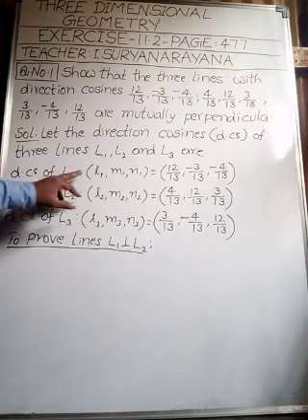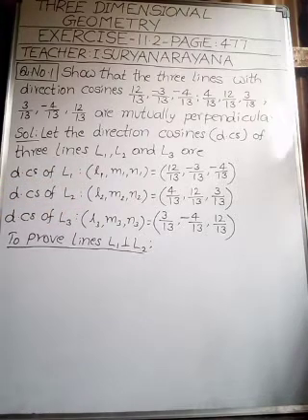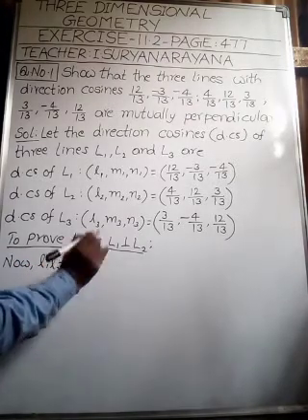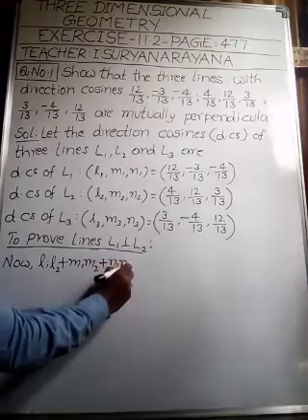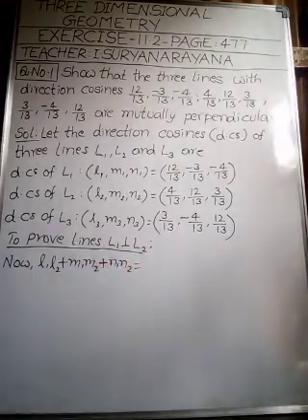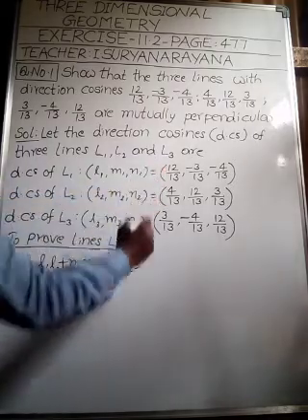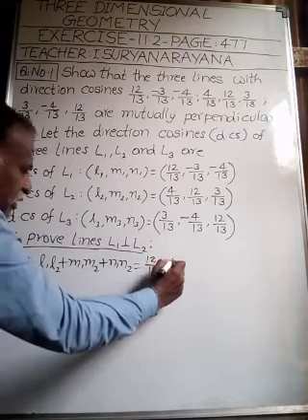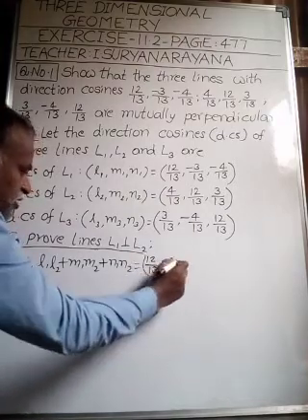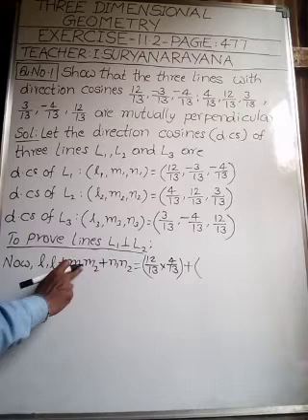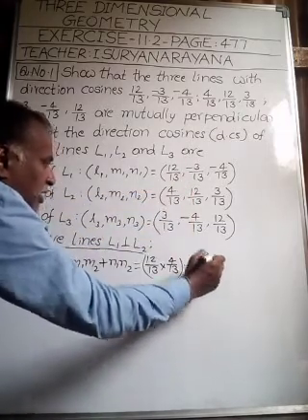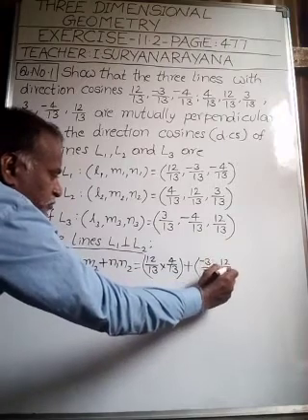So, let us find the value of l1 l2 plus m1 m2 plus n1 n2. Let us find the value of this expression. What is l1 here? 12/13, into what is l2 here? 4/13. Okay, my children, this is the first term. Into m1 m2. What is m1 here? Minus 3/13, into what is m2 here? 12/13. This is the second term.